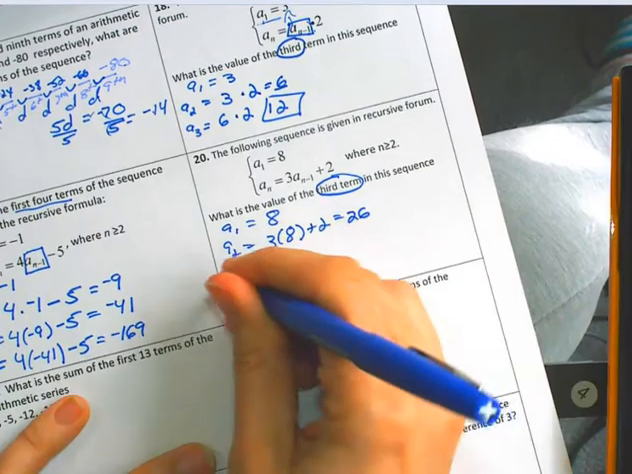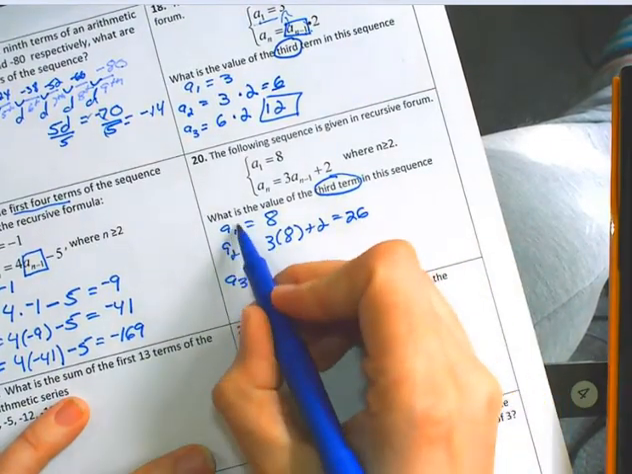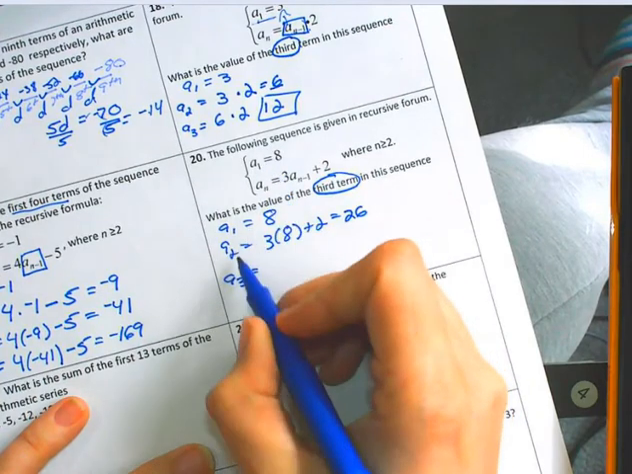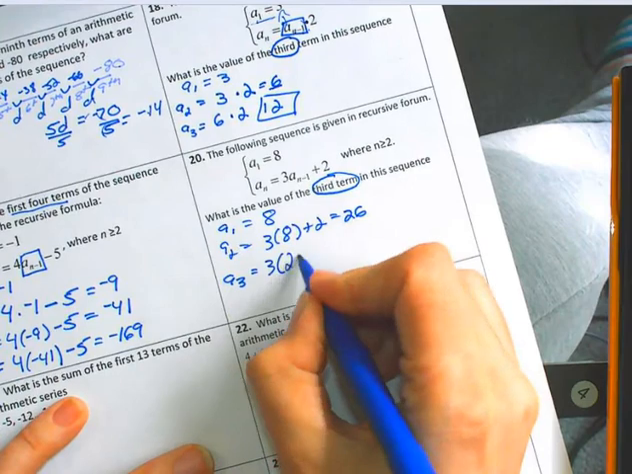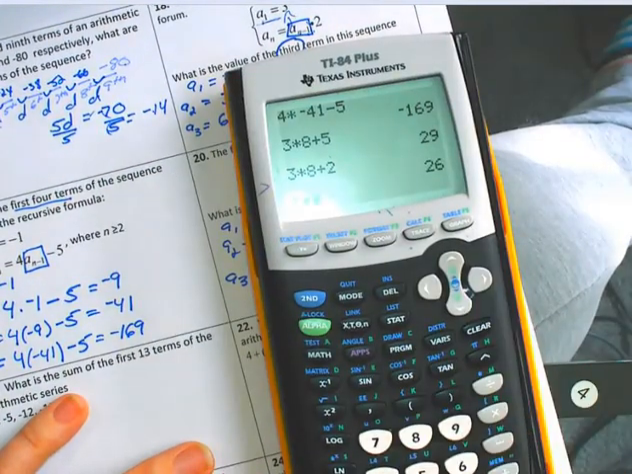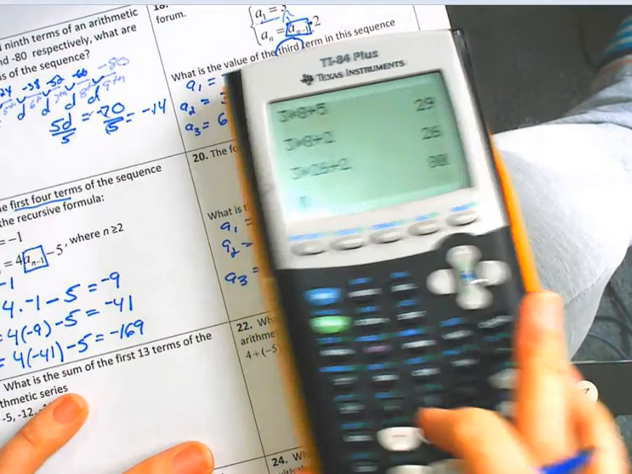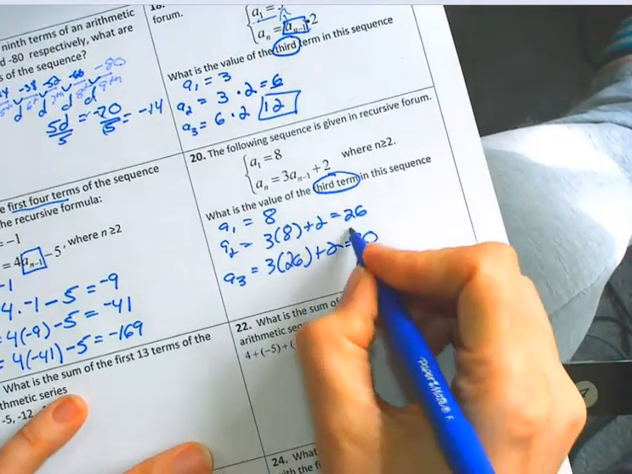And it wants to know the 3rd term. So don't forget the a sub 1, they gave you the 1st term. So the 3rd term is this one we're working out now. 3 times the previous term, which is 26, plus 2. That's 80. So the value of the 3rd term is 80.